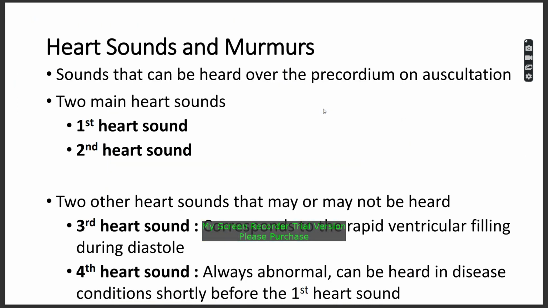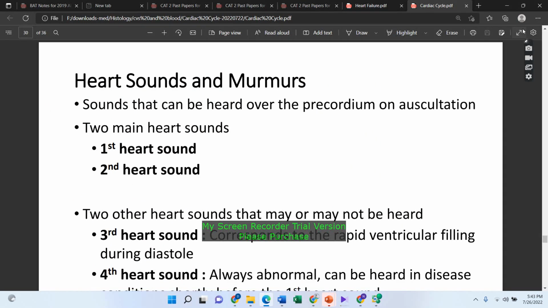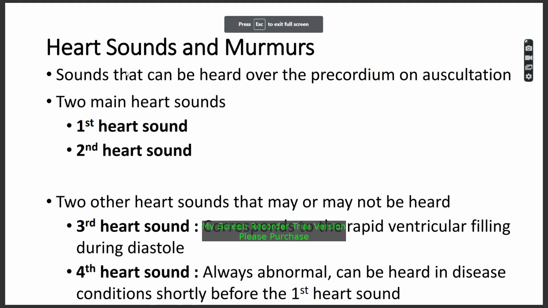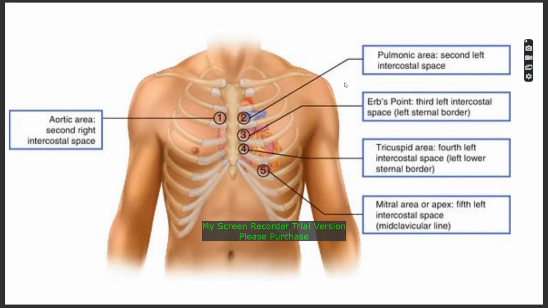Heart sounds and murmurs. These are sounds that can be heard over the precordium on auscultation. There are two main heart sounds, the first heart sound and the second heart sound. Two other heart sounds may or may not be heard: the third heart sound corresponds to rapid ventricular filling during diastole. The fourth heart sound is always abnormal, can be heard in disease conditions shortly before the first heart sound.